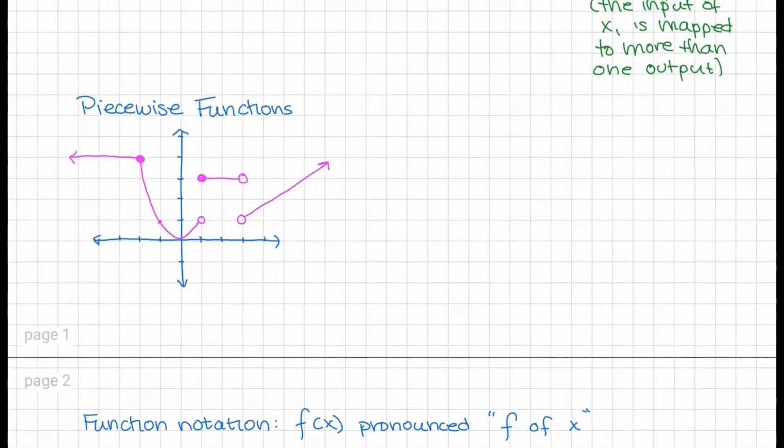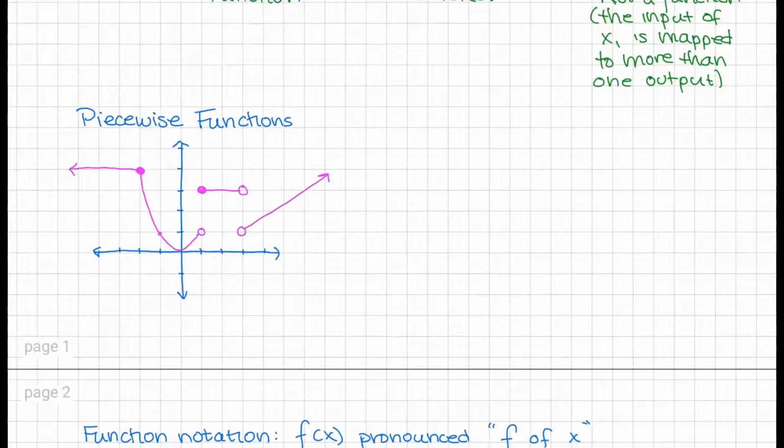Now we have something called piecewise functions. Piecewise functions, like the name sounds, are functions that are in pieces. You can see that we have these 4 different pieces, but all together they make up one piecewise function. So it's kind of weird. This is what a graph could look like. How do you actually write an equation for a piecewise function if it has these 4 pieces? Well, let's take a look.